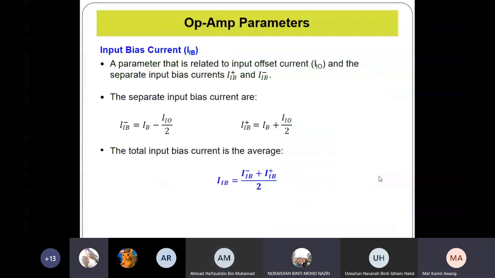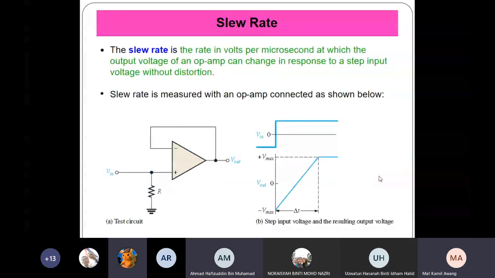So what is the slew rate? The slew rate is the rate, in volts per microsecond, at which the output voltage of an OpAmp can change in response to the input without distortion. So what does it mean? Let's say you have a step function as the input here.